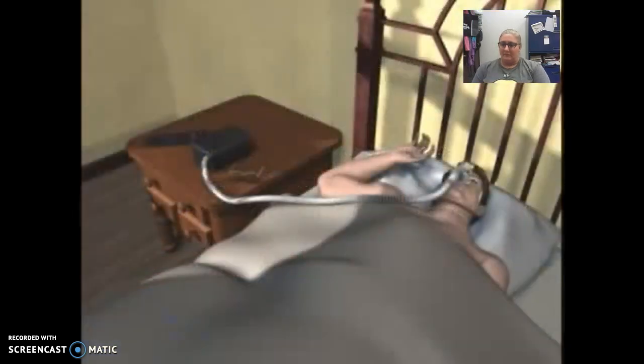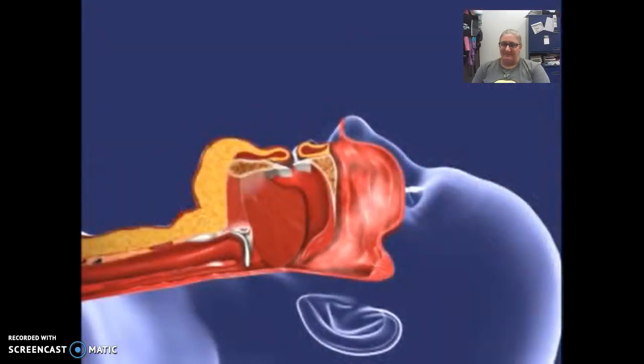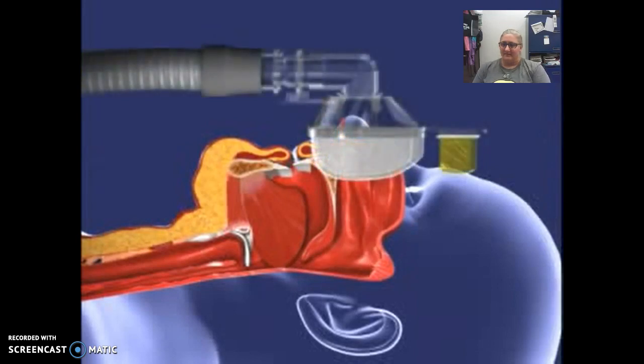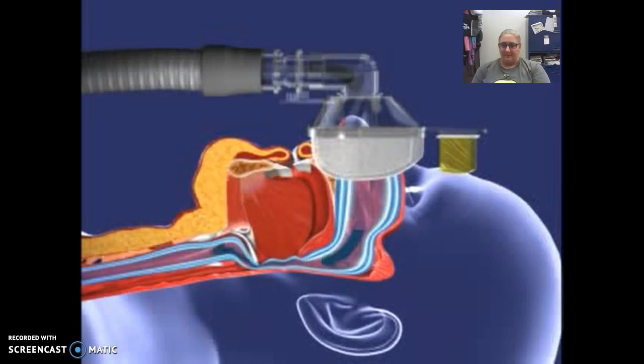Continuous positive airway pressure, or CPAP, is the most widely used treatment for OSA. CPAP is typically applied via a nasal mask. It can also be applied via a full face mask, split to prevent the collapse of the pharynx.